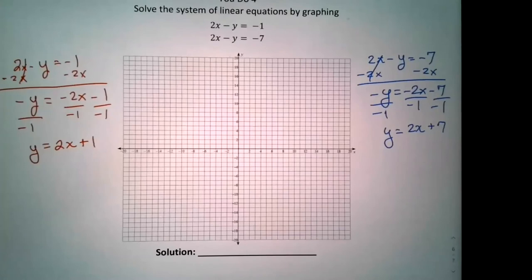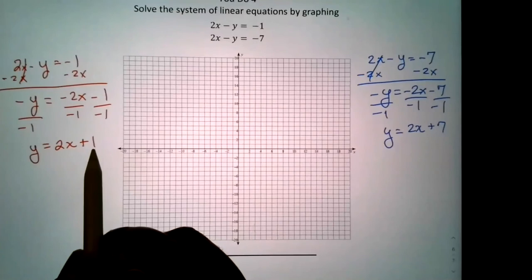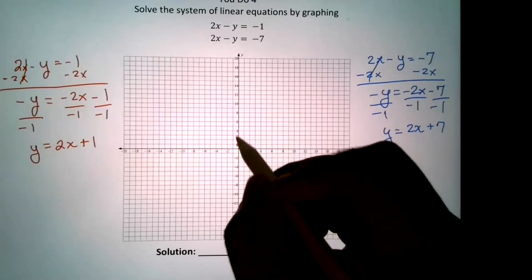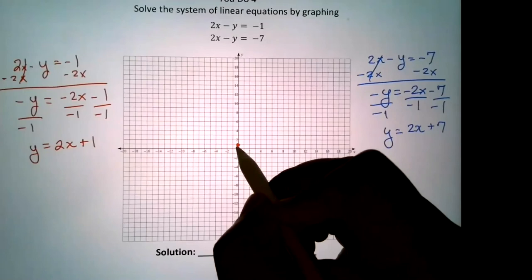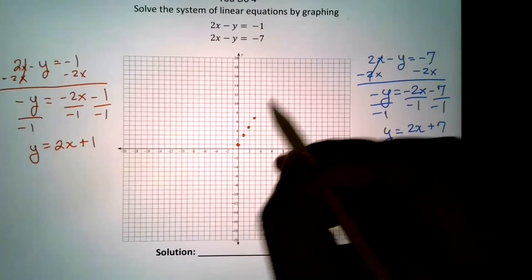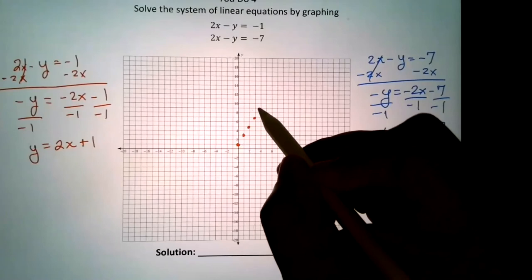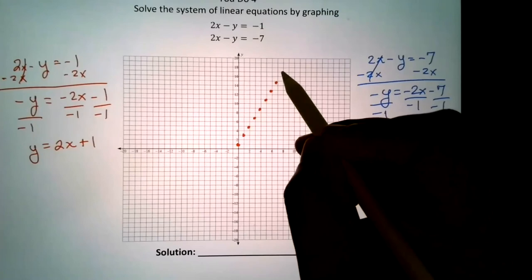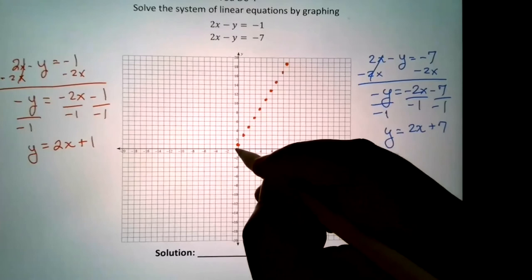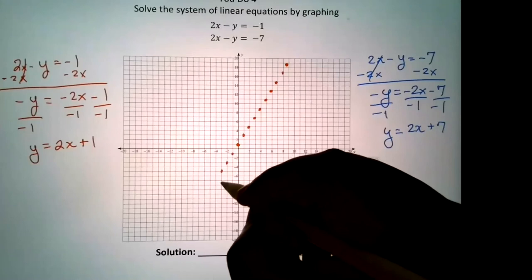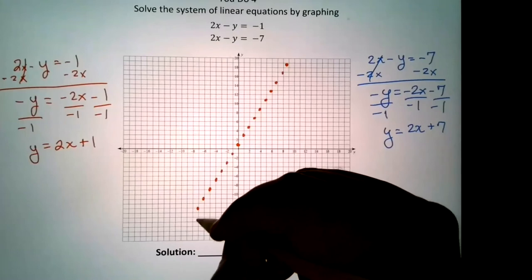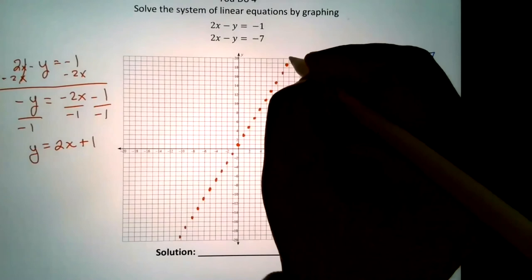Let's graph red first. Its y-intercept is 1, so that's right here. And the slope is 2 over 1, so we're going up 2 to the right 1. Then down 2 to the left 1. Again, it works so much easier when you have a ruler or straight edge, because you won't need as many points, but I'm getting all the points so my line can be as accurate as possible. All right, so here goes the red line.